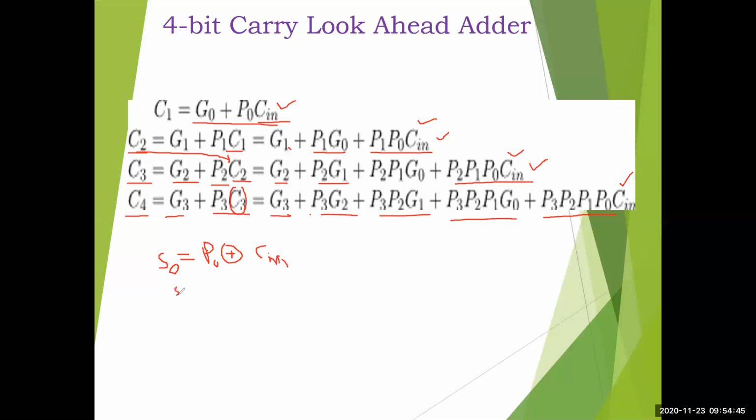So S1 equal to P1 XOR C1. C1 is generated here, that it will take. S2 equal to P2 XOR C2, this it will take. Next S3 equals P3 XOR C3. Then C4 is the final carry, right? So it is the Cout actually. C4 is equal to Cout. So this is the design part.